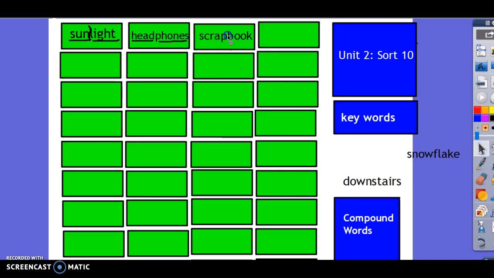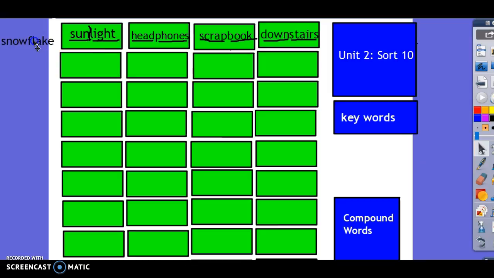This next word, scrapbook. If we were to separate this, we would have scrap and book. Scrapbook. The next one, downstairs. If we were to separate this word, we would have down and we would have stairs. When we put them together, we have a new meaning and a new word, downstairs.